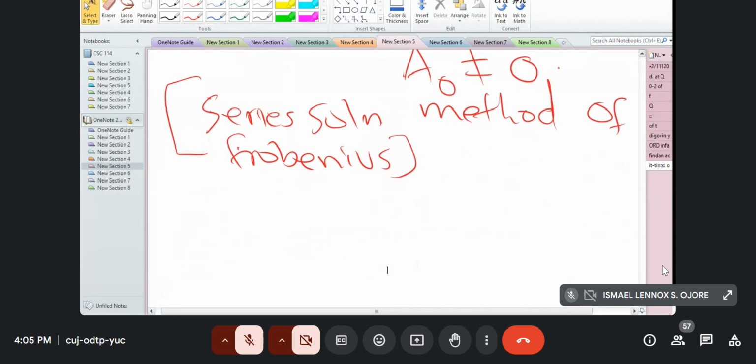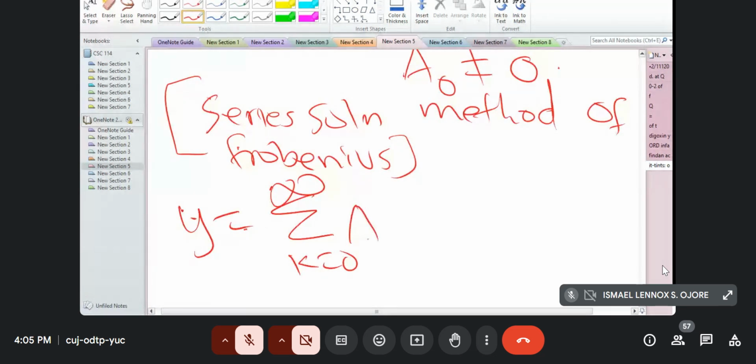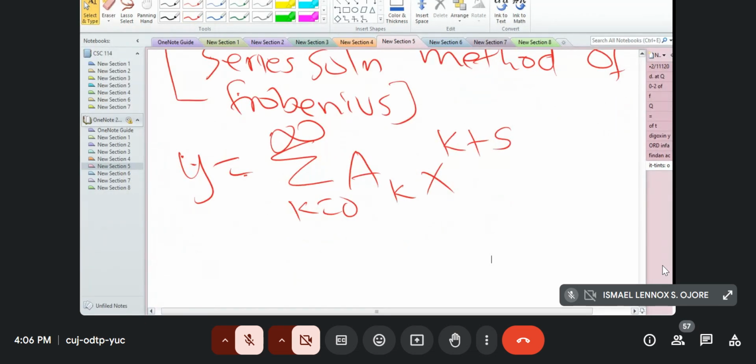So starting from our y, we are using y equals summation from k is 0 to infinity a_k x to the k plus s. When solving differential equations, whenever you assume that a given function is a solution, then it has to satisfy the differential equation. It means when you plug in that particular solution together with its derivatives, it should satisfy the DE. In our DE, we need the two derivatives y prime as well as y double prime.